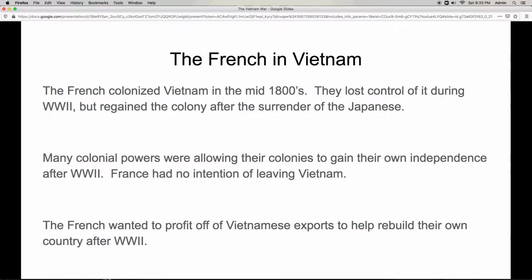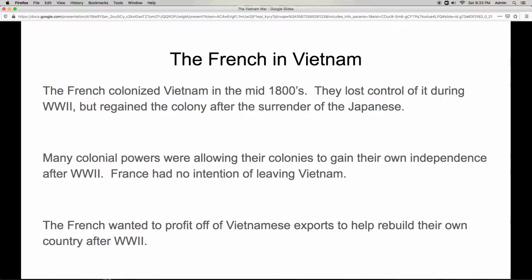So the French are there. They lose it. They gain it back. Japan surrenders. The French stay. There was somewhat of a pattern of colonial countries starting to release their colonies after World War II. And one of the big ones is India. Great Britain released them. To a certain extent, the United States finally gave the Philippines their independence.